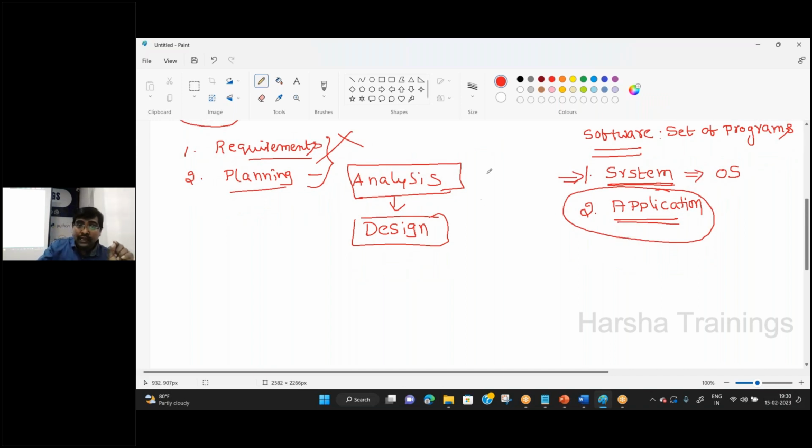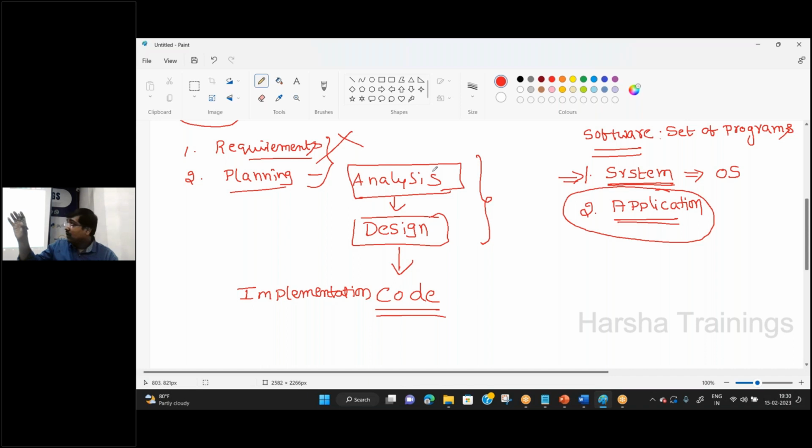Here your role, whatever the analysis and design, now your role is you need to convert that analysis and design into code. That phase is called implementation. After coding, converting that analysis and design into code is the task of the developer.